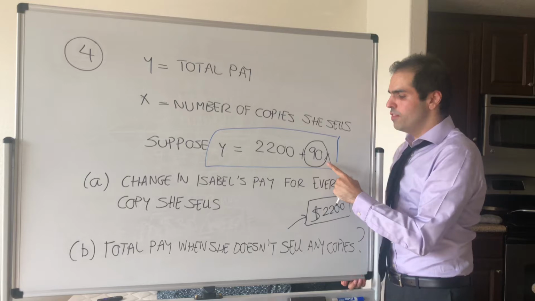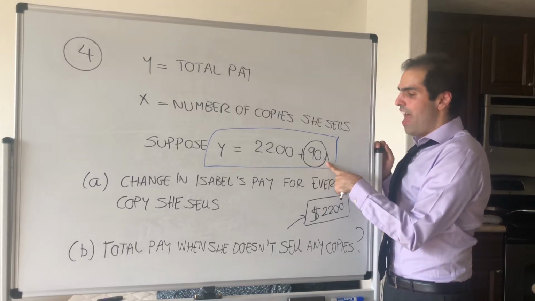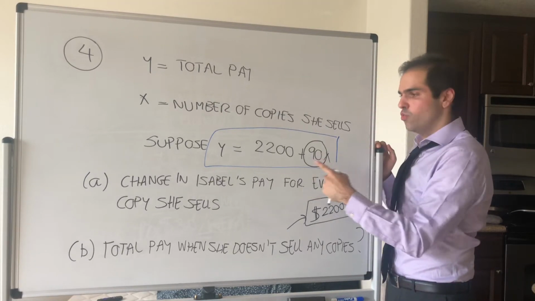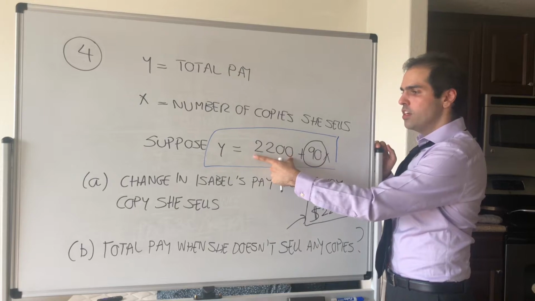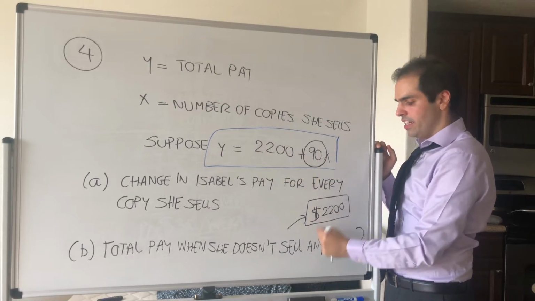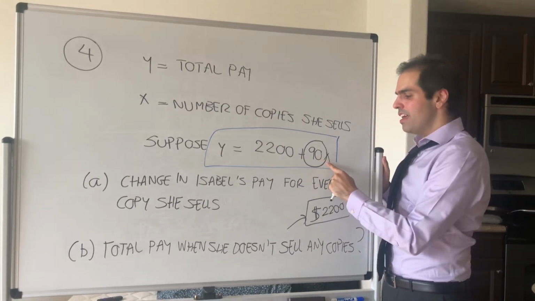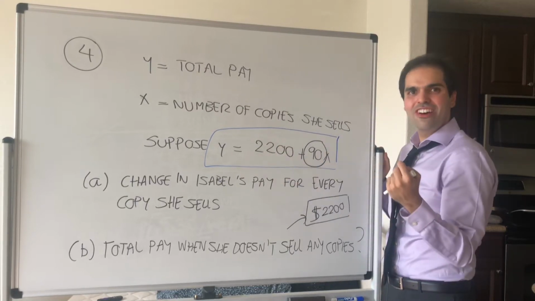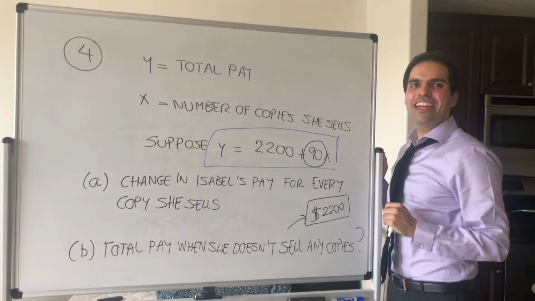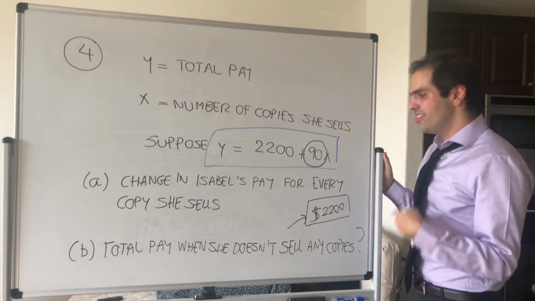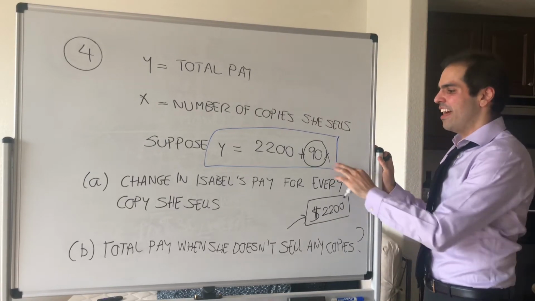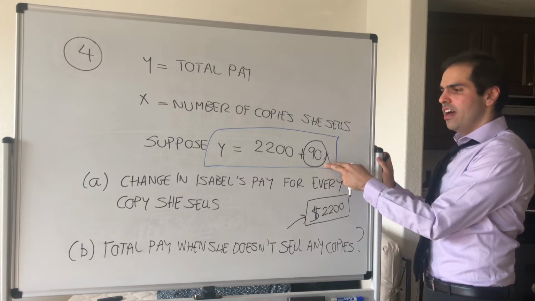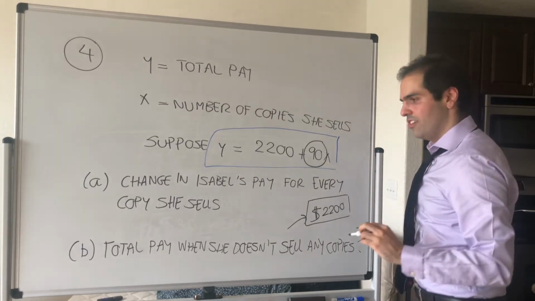And again, to convince yourselves of that, if X is 1, if she sells 1 copy, her pay is 2,290. So 90 more. If X is 2, her pay is 2,380. So 180 more. So hopefully you convince yourself that for every book she sells, she gets $90 more.